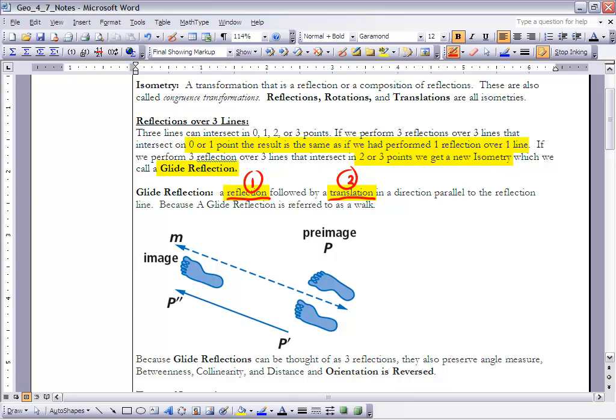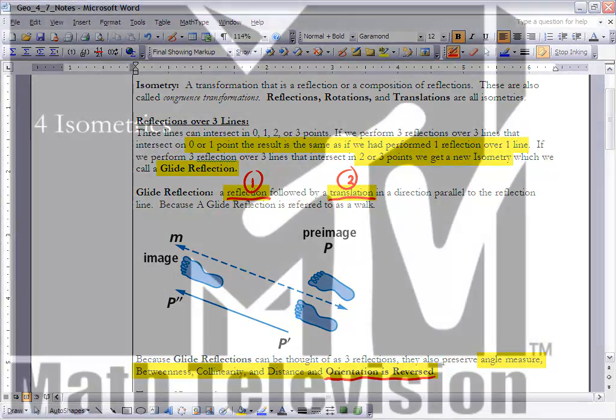Because a glide reflection can be thought of as three reflections, it also preserves angle measure, betweenness, collinearity, and distance. All those things are preserved in all reflections, but just like reflections, orientation is reversed.